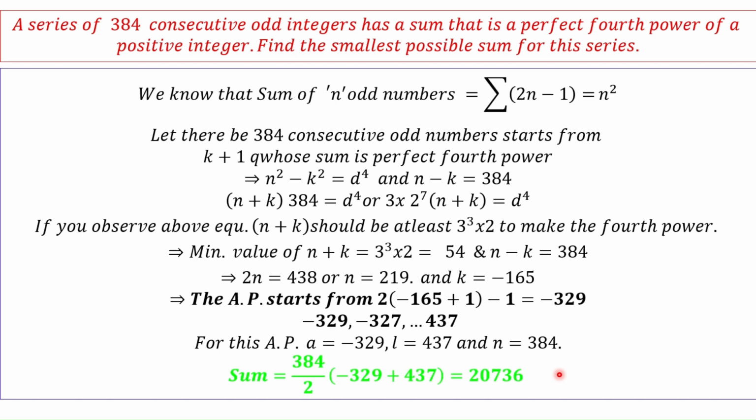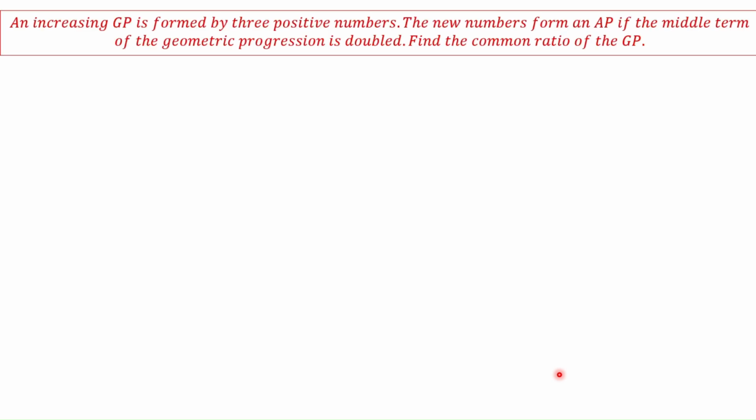Okay, this is another kind of problem. You will get such kind of problems. Next, an increasing GP, geometric progression, is formed by three positive numbers. The new numbers form an AP if the middle term of the geometric progression is doubled. Find the common ratio of the GP.